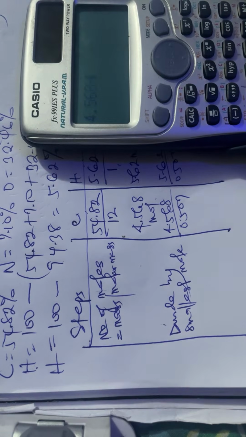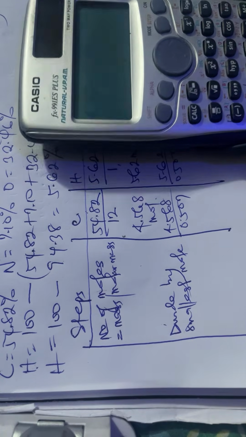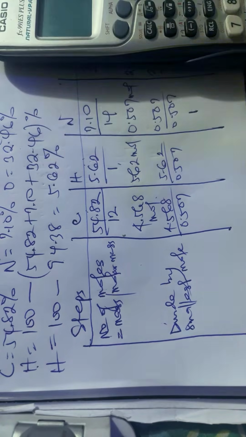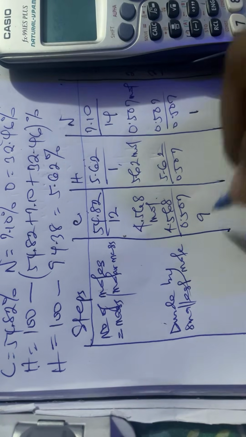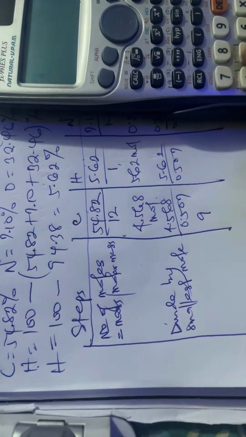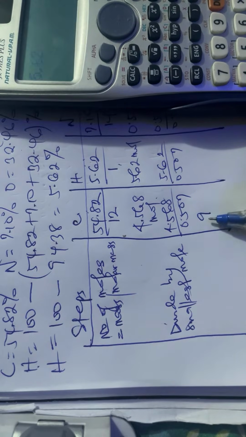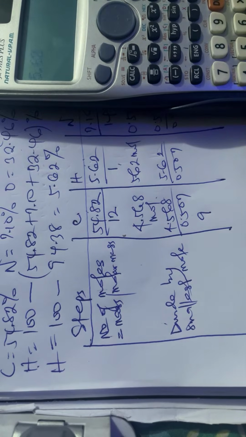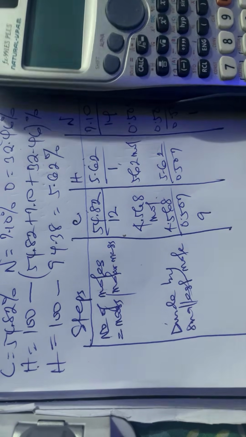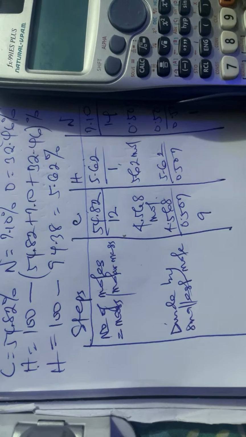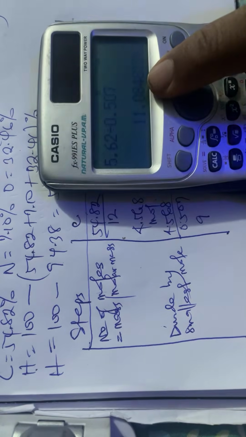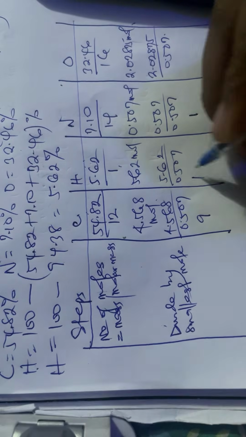4.568 divided by 0.507. When we divide this, we'll have 9. Now 5.62. Remember that you need to have whole number ratios. It must be a whole number, not a decimal. So you have to round it to the nearest whole number. 5.62 divided by 0.507 gives you 11.08, which is still 11.